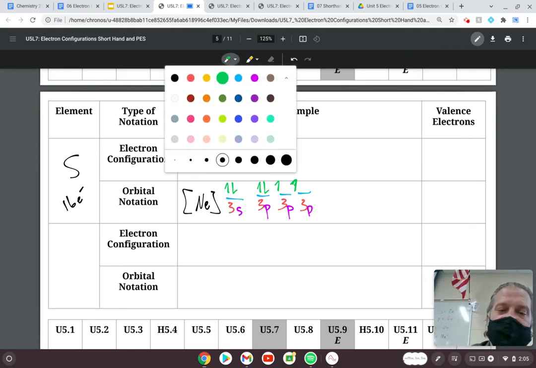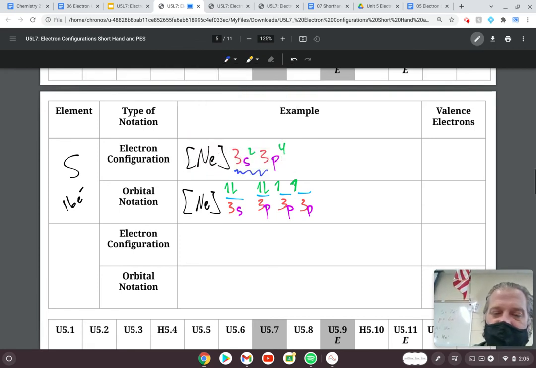The way we determine the number of valence electrons is still the same. We look for the highest energy level, which in this case is the 3. 2 plus 4 is 6.